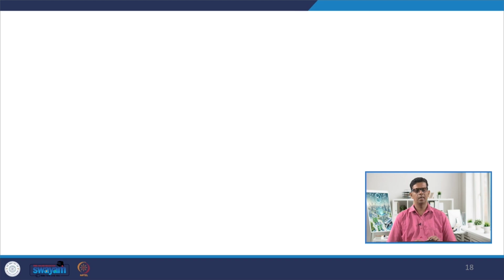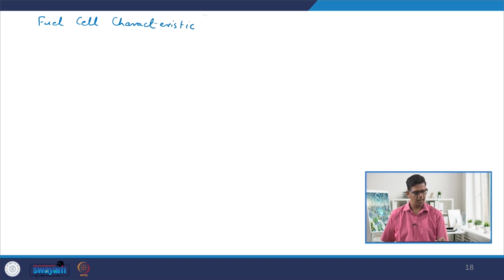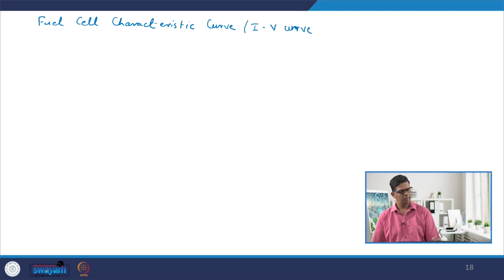Let us try to understand the characteristic curve and the different losses. So, let us start with a new section or new heading, fuel cell characteristic curve, or it is also called the IV curve.